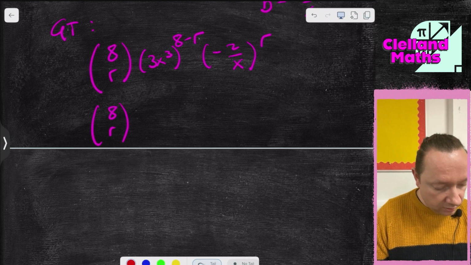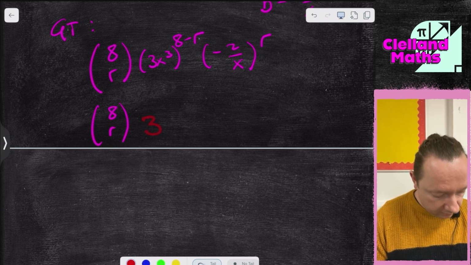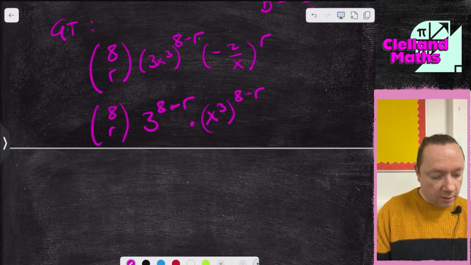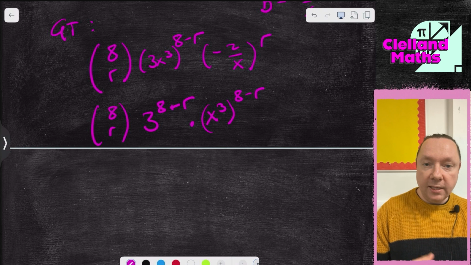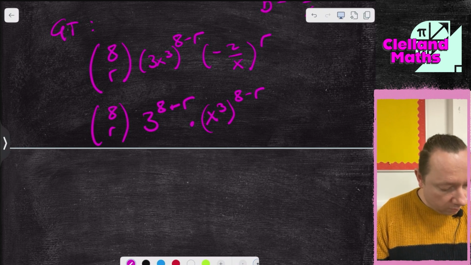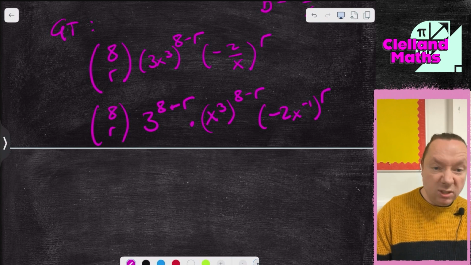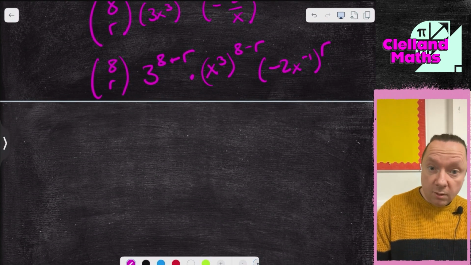So I'll separate my first one out into 3 to the 8 minus r and x cubed to the 8 minus r. And then the next one, you want the same base, so your x has to be positive. So I'll put it first like this, minus 2x to the minus 1, to the r. And then I'll separate it out for the sake of completeness.